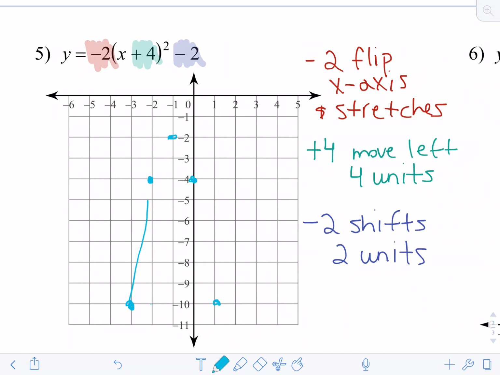Okay, so when I connect my points, and we compare this to the parent function, y equals x squared, you can tell that we flipped it across the x-axis. It did stretch.